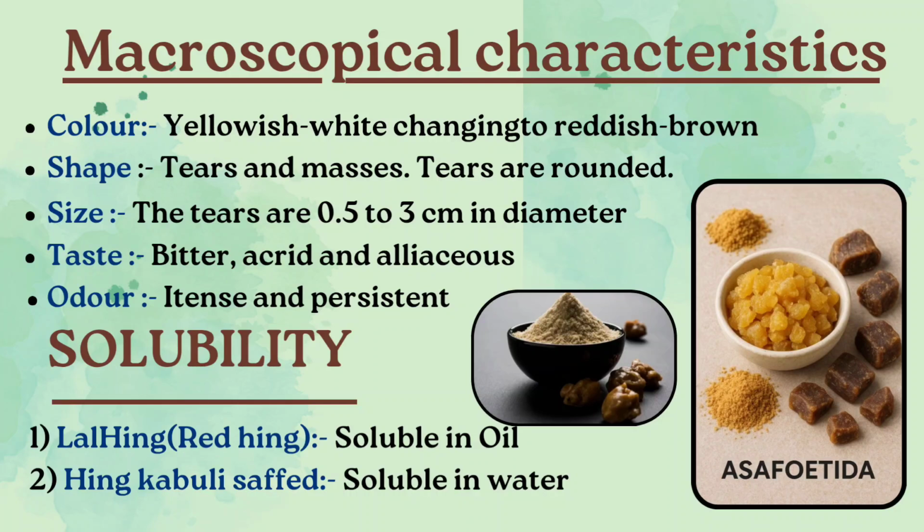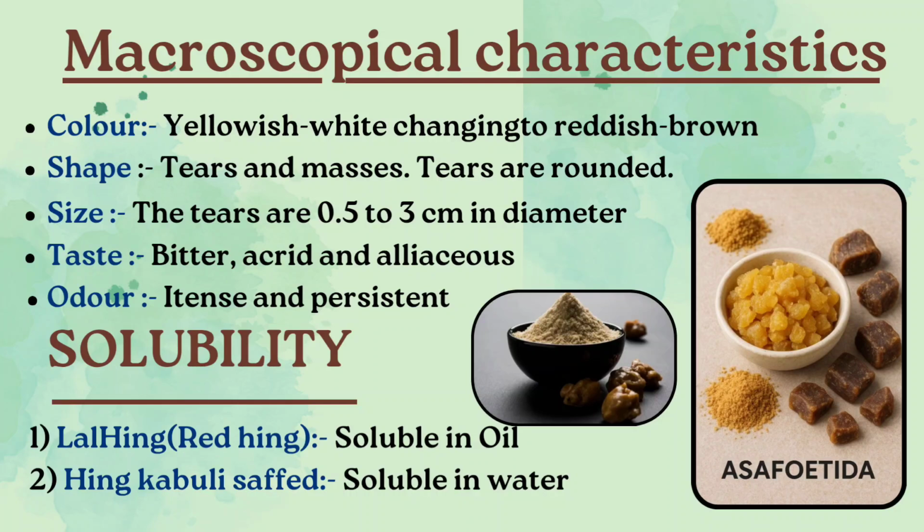Let's see macroscopical characteristics of asafoetida. Color: yellowish white changing to reddish brown. Shape: the asafoetida is present in two different shapes, tears and masses. Tears are rounded. Size: the tears are 0.5 to 3 cm in diameter. Taste: bitter and acrid. Odor: intense and persistent.